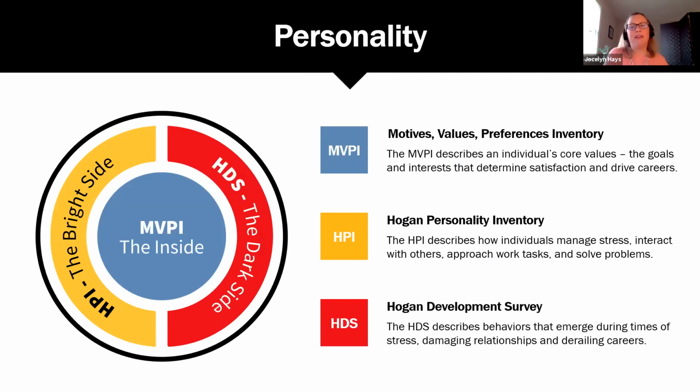Our values impact the kind of environment in which we're a good fit. The Hogan Personality Inventory is day-to-day work style, essentially on a day-to-day basis. How do you approach your job? How are you likely to show up to others? And then the Hogan Development Survey is a measure of derailers.